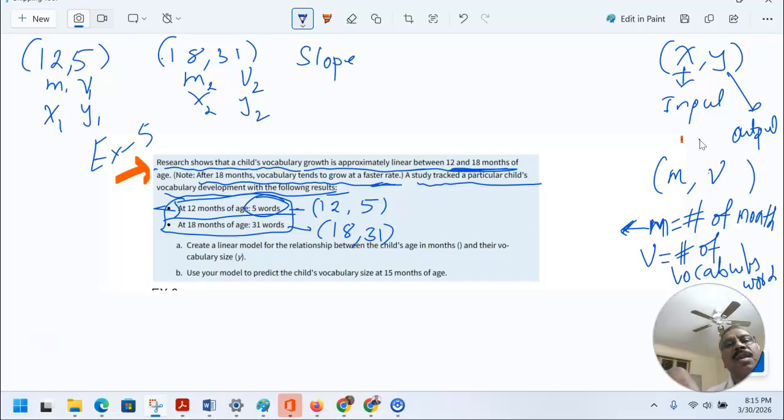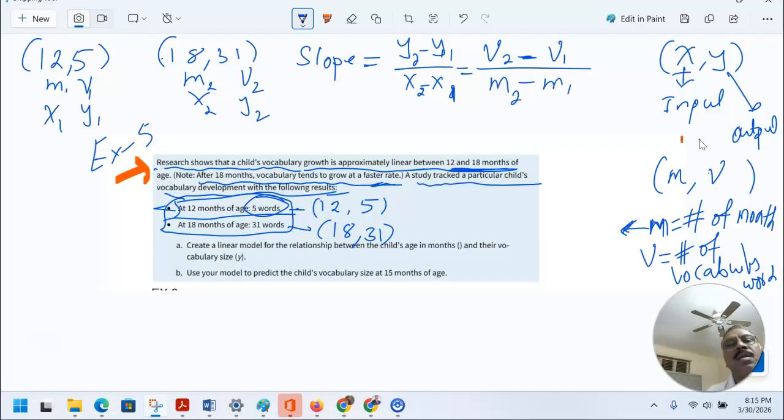So each month, how many words do we want to know. So let's write the formula: y2 minus y1 over x2 minus x1. This is the formula, right? Now we can change the regular formula to our requirement. In this case, we're talking about the difference in vocabulary words, so V2 minus V1, and how many months pass, M2 minus M1. And there you go.